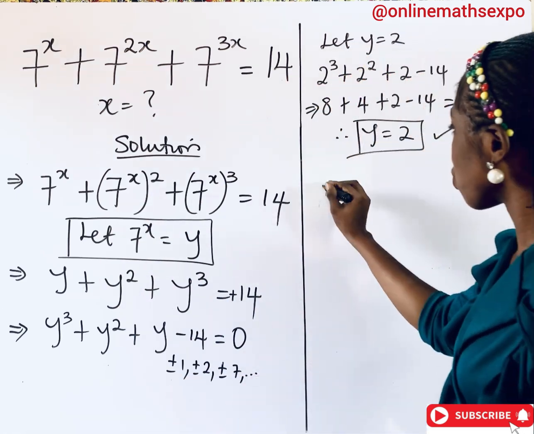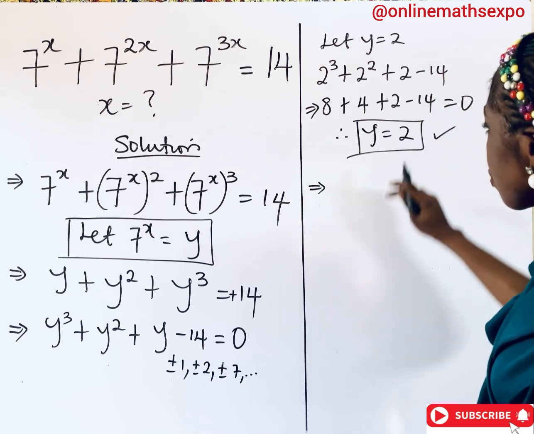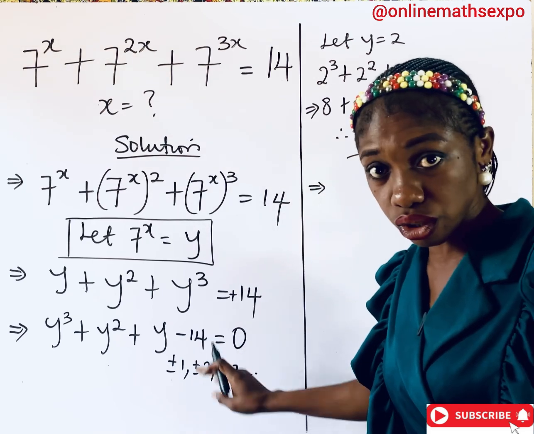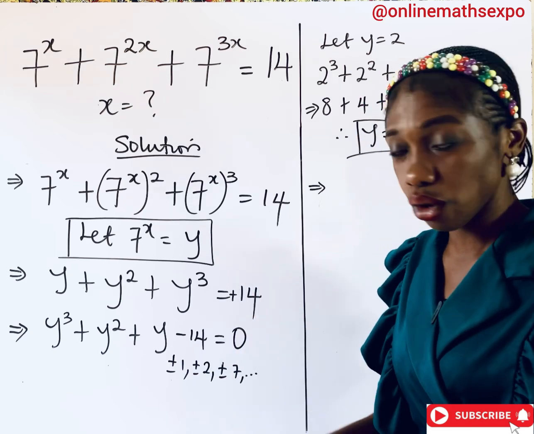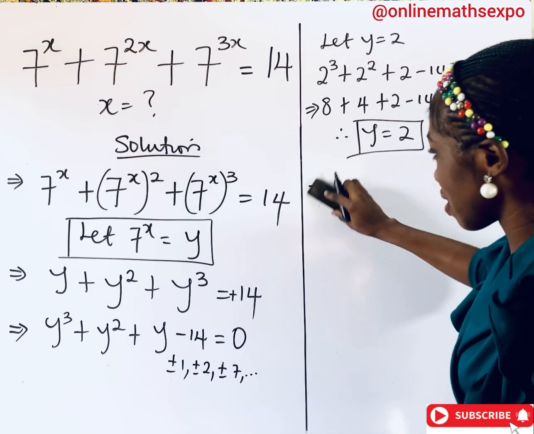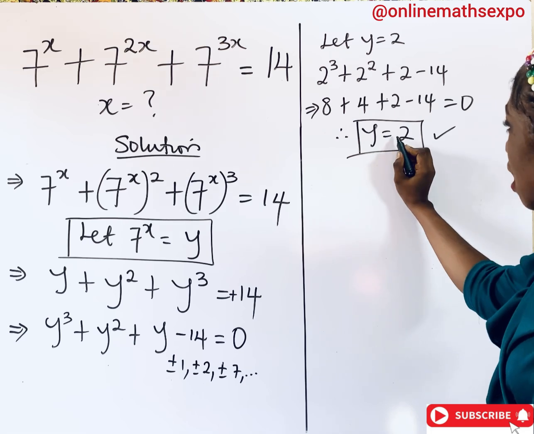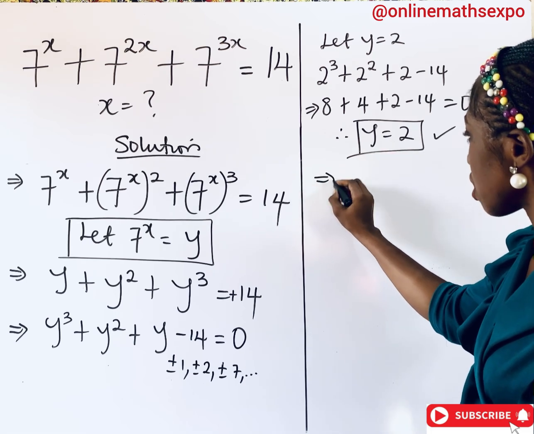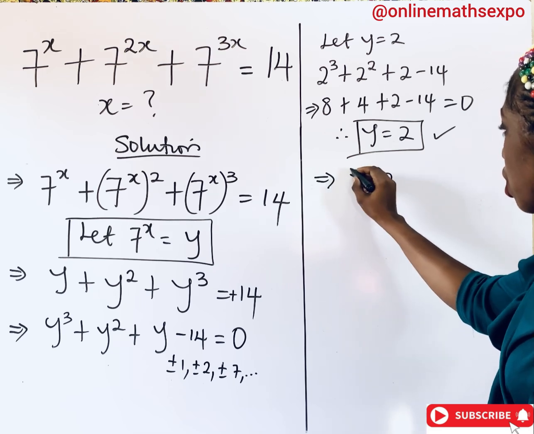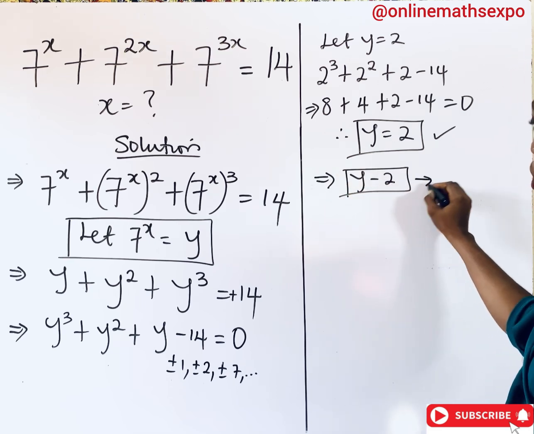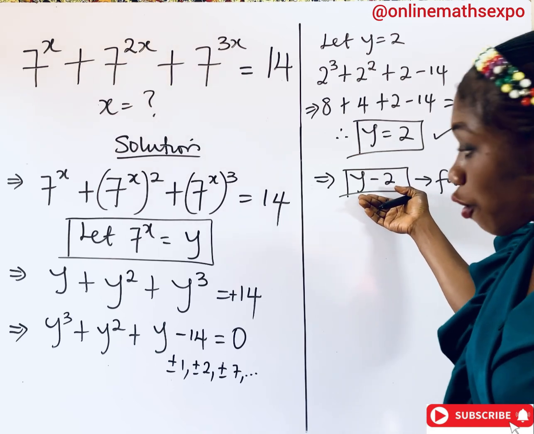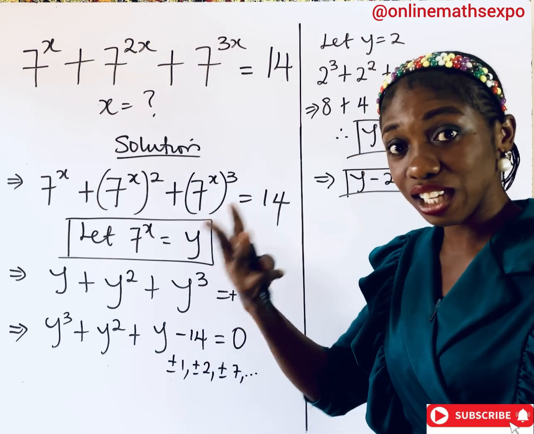Now, what we are going to do here is, remember that because this is a solution or the root of this equation, we need to get its factor. And how do we get it? It's just very simple. What you need to do here is that since here is positive, so you subtract. We can now say that y minus 2 is a factor. So if it is a factor, remember we have gotten this. For it to be cubic, like we said, it has to be 3.